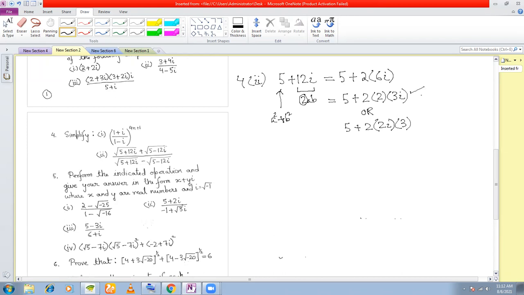Point is, which one should I accept, this one or this one? That depends on this number. Suppose I take this form, then can I write this? So this becomes my a, this becomes my b. So if I write this as a square plus b square plus 2 into 3i, will I get 5? Will this be equal to 5?